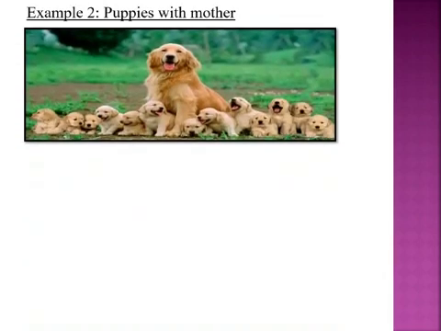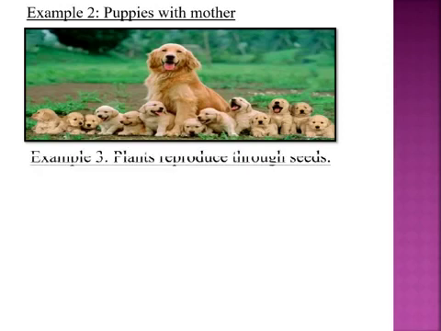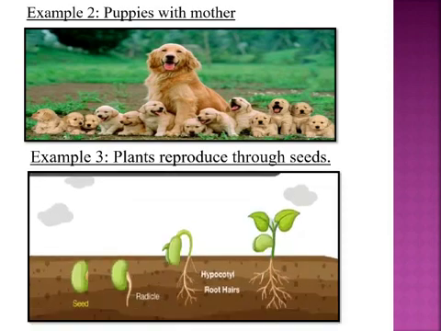The second example is puppies with their mother. Here is a mother dog with so many puppies. This mother reproduces by giving birth to her young ones. The third example is plants reproduce through seeds. We sow seeds, the seeds germinate and grow into a new plant. Thus, plants reproduce through seeds.